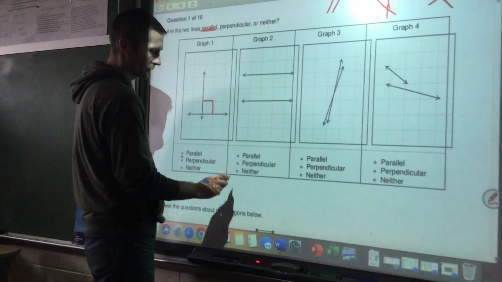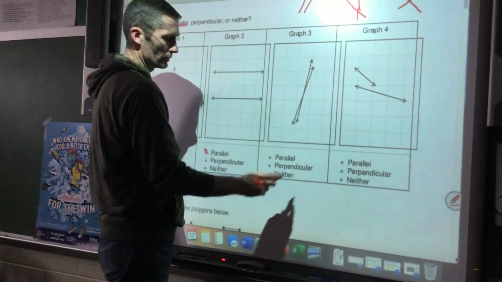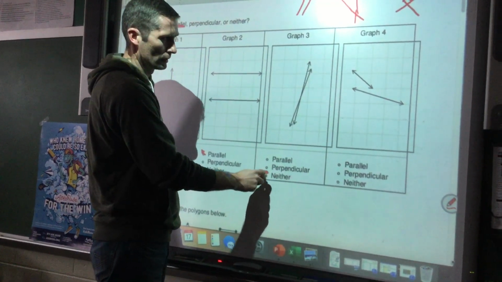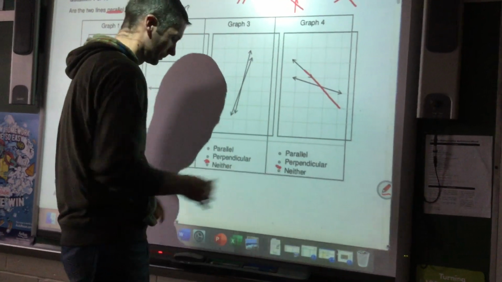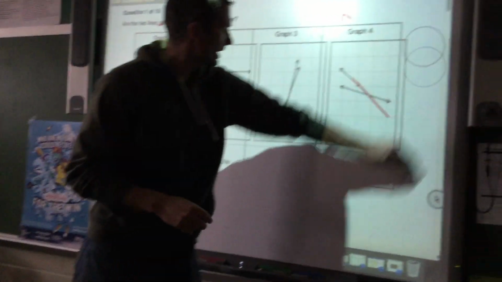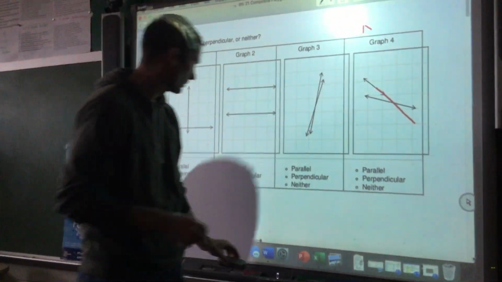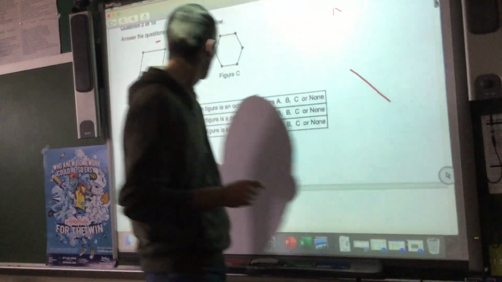These are parallel to each other. These cross, but not at a 90-degree angle, so they're neither. These will also cross, but not at a 90-degree, so neither. Okay. That's your first topic. That's not actually in your perimeter pie. That one's actually in your lines pie.